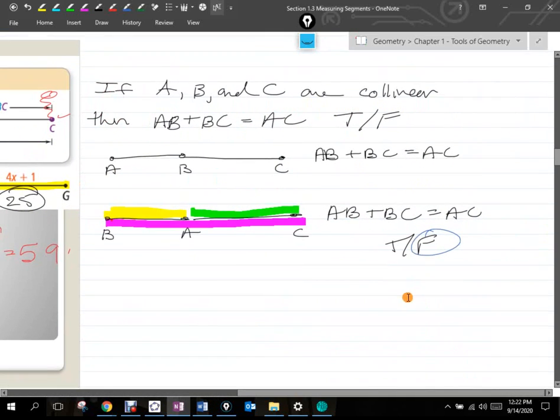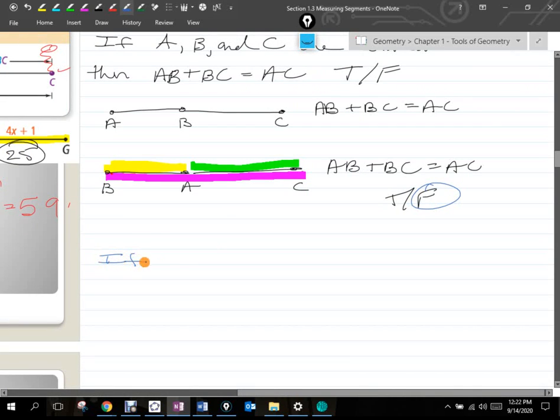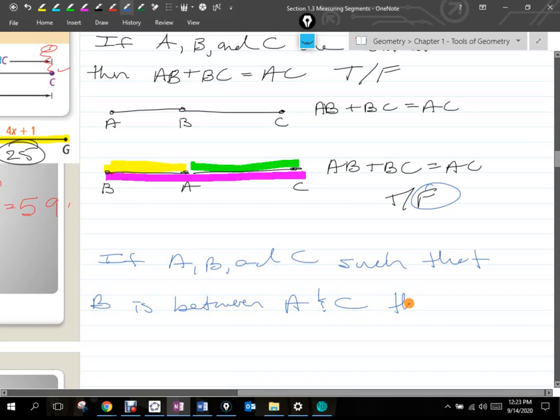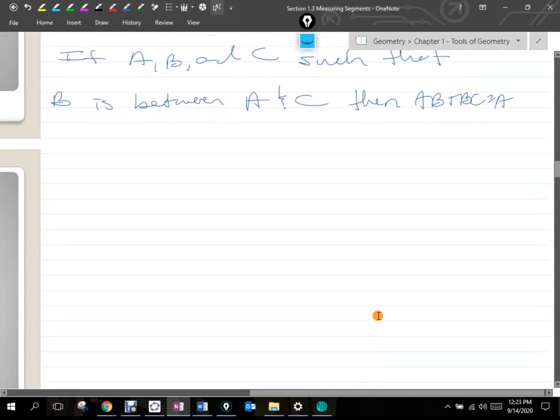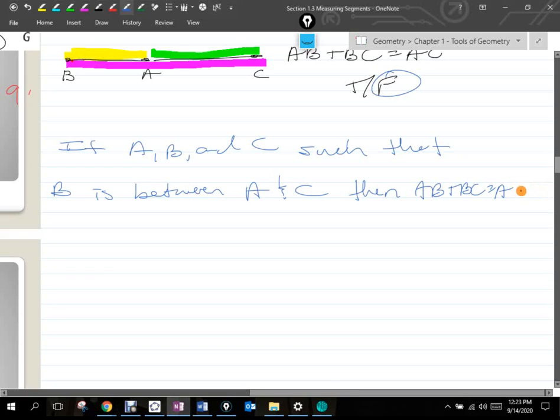Another statement that is important is the collinear part. If I write it as: if A, B, and C, such that B is between A and C, then AB plus BC equals AC. And if I ask if that's true or false, let's think about the pictures that we could set up there. So B is between A and C. So I could have, let's say, that situation there. Would you agree that AB plus BC equals AC? Is that true in that picture?